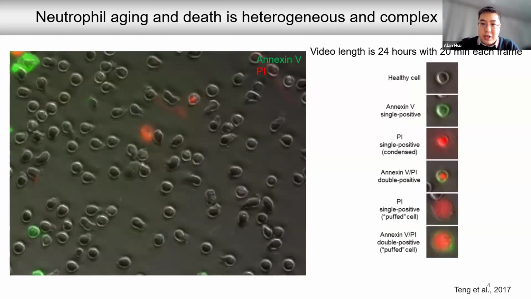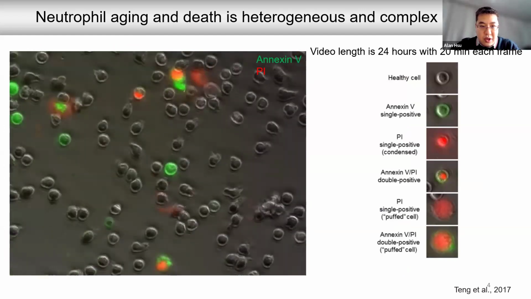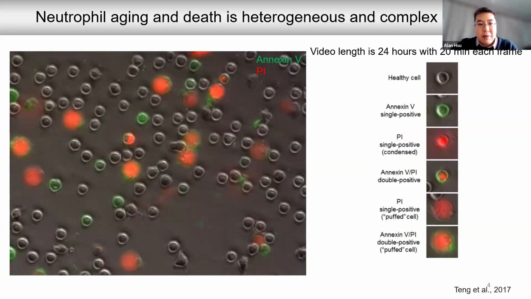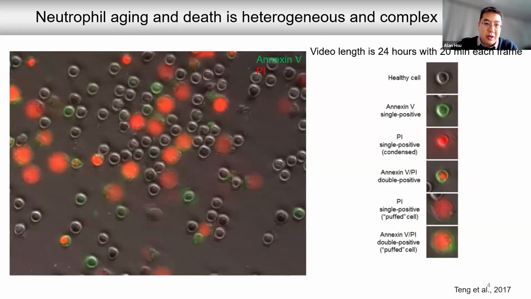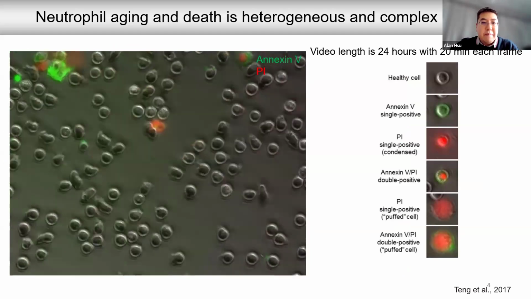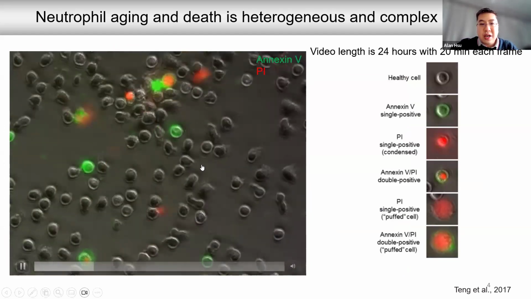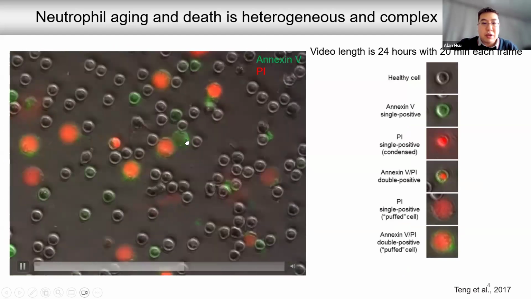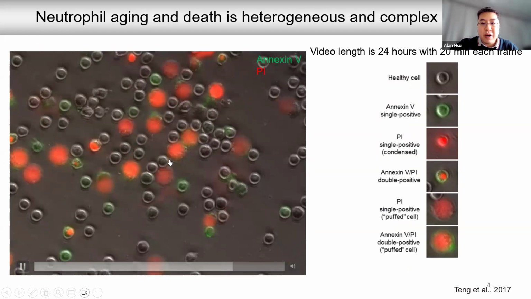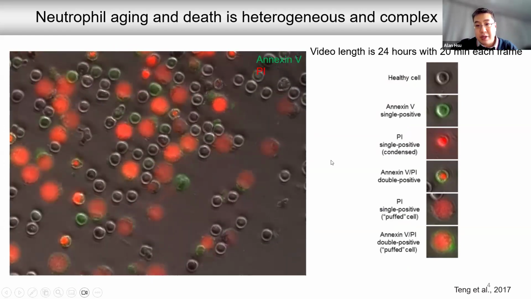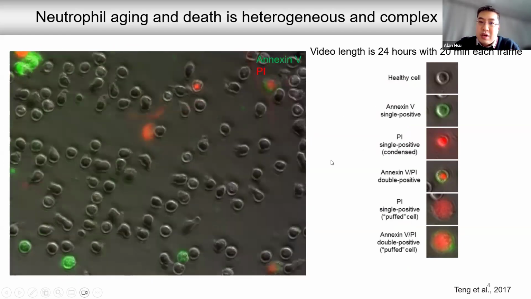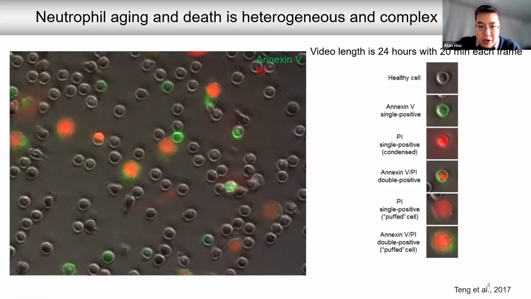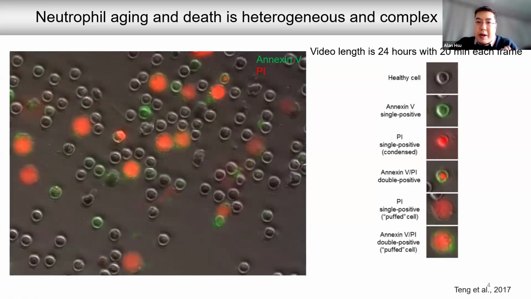So this is just a time-lapse video of neutrophil death. It's stained with Annexin V and PI, and you can see that as time goes by, more and more cells die, so they become PI positive. But as you can appreciate, the morphology is not uniform, first of all, and not everything dies at the same time. Some are just small green cells, some become these puffed red cells that are classified over here on the right. So that means neutrophil death is a heterogeneous and complex process, which many people agree and work on. But then again, about the function of them.